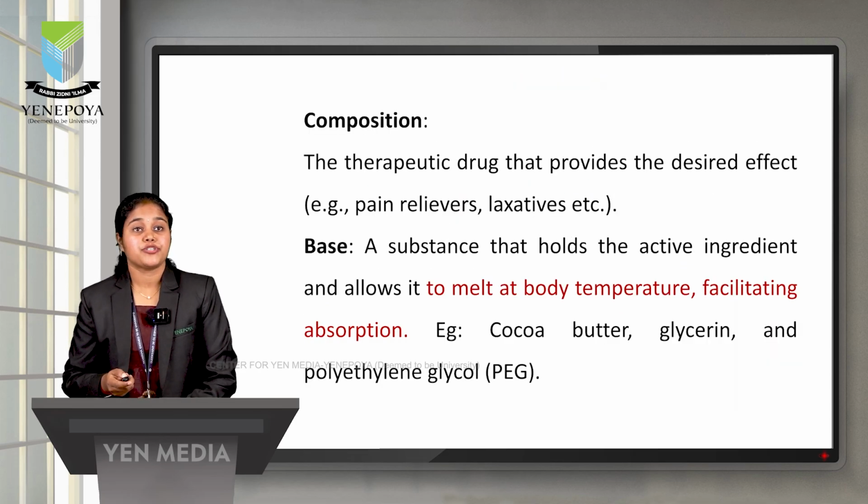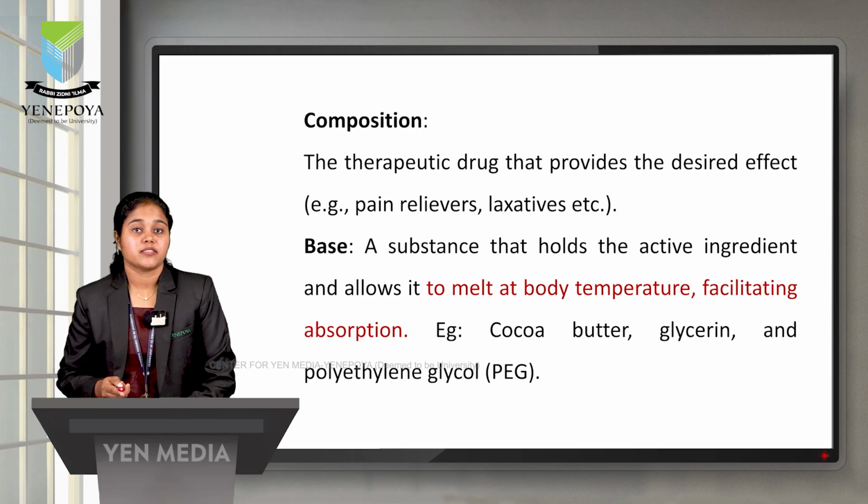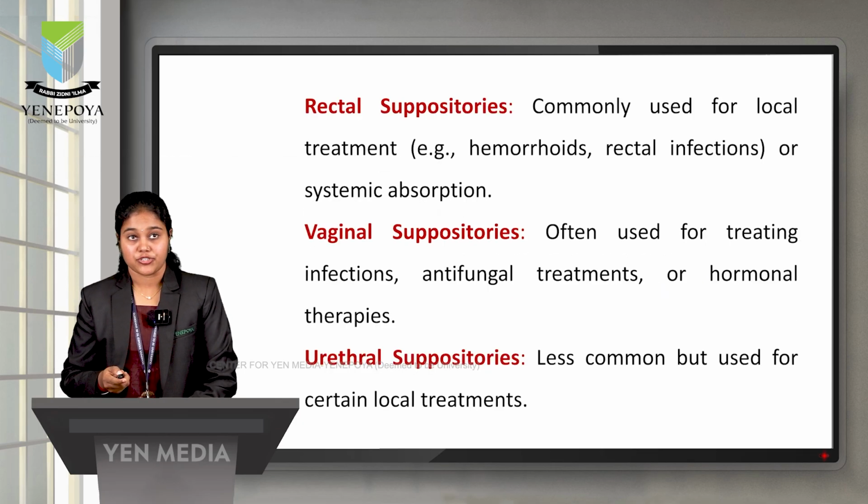The next is composition. The therapeutic drug provides the desired effect; pain relievers or laxatives can be there. The base is the substance that holds the active ingredient and melts at body temperature, facilitating the absorption of the particular drug. When it melts, it will release the drug. So, what can be the base in suppositories? That can be cocoa butter, glycerin and polyethylene glycol. These are examples of bases in suppository formulations.